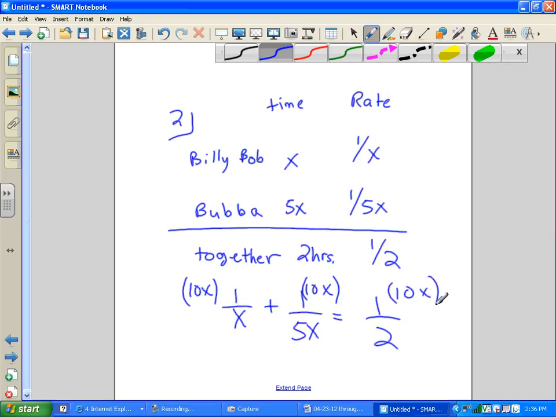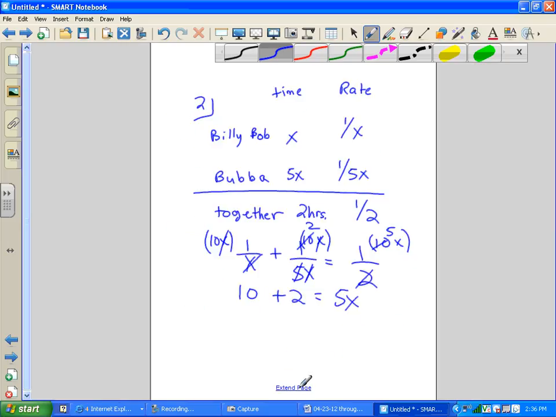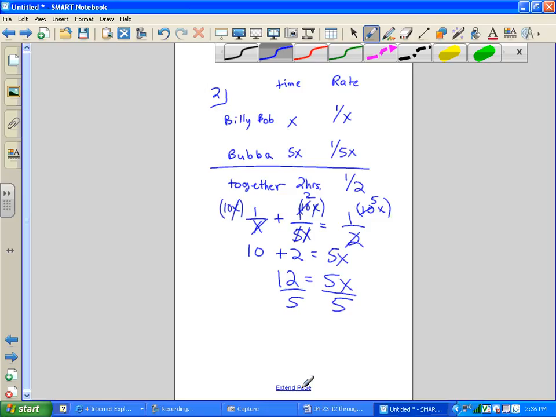Okay, so let's cancel out all our fractions now. So the x cancels there. That's going to give me 10. x cancels here. 5 goes into 10 2 times. And now here 2 goes into 10 5 times. So that would leave me with 5x. So now we'll get 12 equals 5x. So divide both sides by 5. And so that's going to be about 2.4.